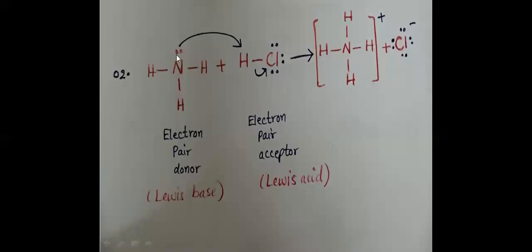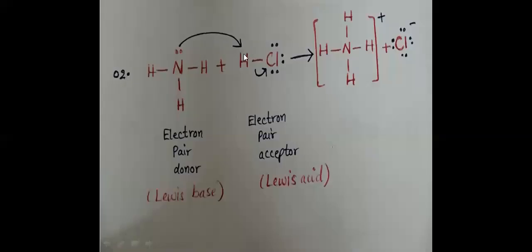Again, as I told you, the tail of the arrow will be towards the donor, because the nitrogen of ammonia is donating the lone pair, and the head will be toward the acceptor. The hydrogen of the hydrochloric acid is accepting that electron pair, and then in turn forms a coordinate covalent bond. So you can see in the ammonium ion, 3 bonds are simple covalent bonds, and 1 bond is a coordinate covalent bond, which is formed by the sharing of electrons by the same atom. Nitrogen is donating both electrons, the electron pair.